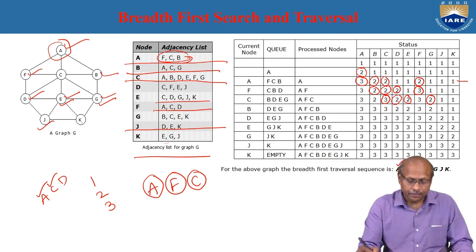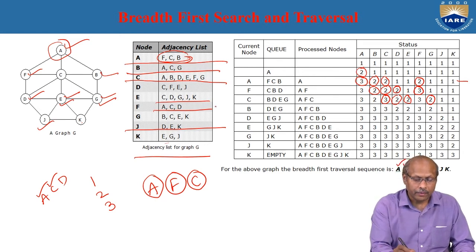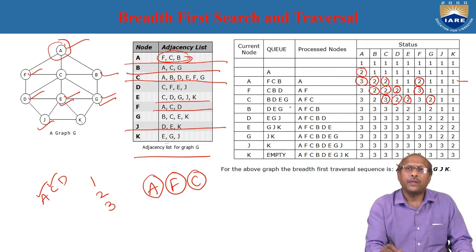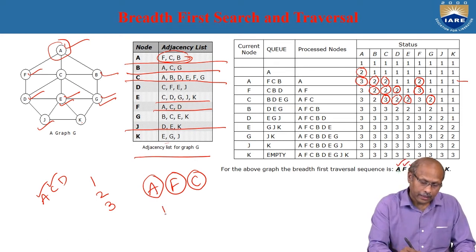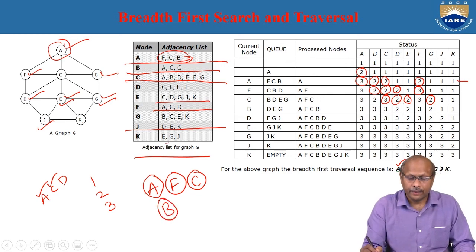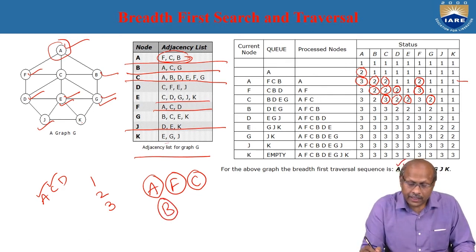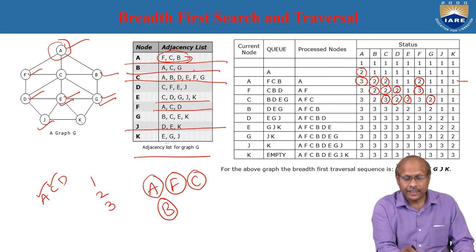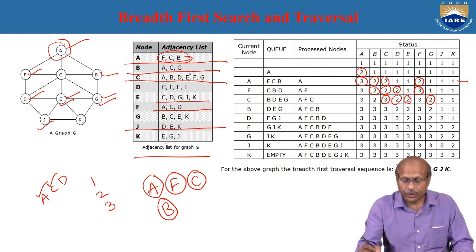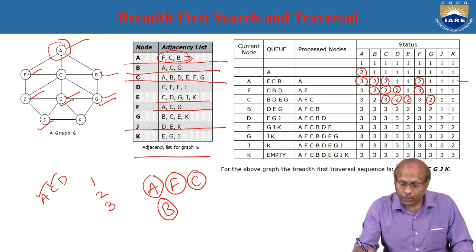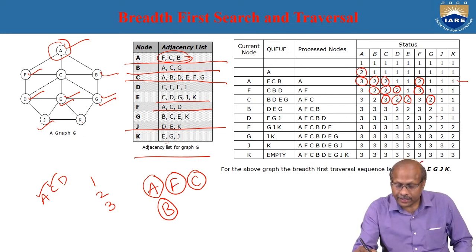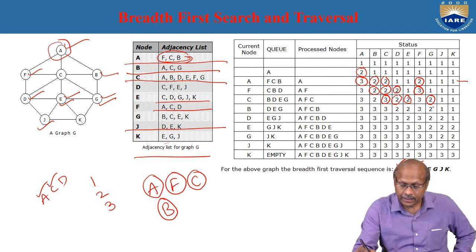Next, after finishing A, F, C, then go for B. Now B is processed. After processing B, now B's neighbors. What are B's neighbors? A, C, G. A is already processed, C is also over, and G, now G you have to insert. After inserting G, change the status to 2.